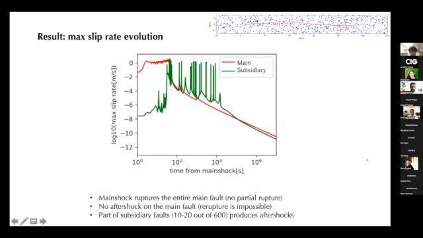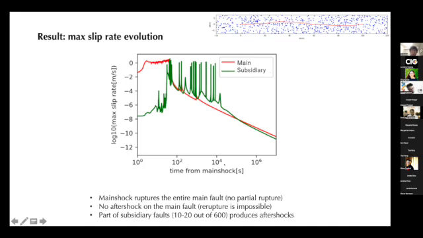So let's move on to the result. First, I'm showing the maximum slip rate evolution using this aforementioned fault geometry and initial conditions. If you look at this red line, which is showing the maximum slip rate of the main fault, the main shock happened, and its duration is around 50 seconds. And the main shock ruptures the entire main fault.